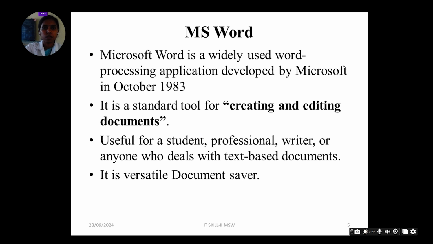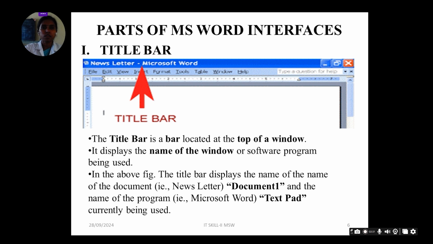First, MS Word. We know that MS Word is used for creating and editing documents. We can create a document, update it, edit it, and store it for a longer life. We can easily edit the document even after it is finished, and whenever we need any corrections or editing, we can do it easily in MS Word. It is used by students, professionals, writers, anyone who deals with text-based documents. And in MS Word, there are many parts present.